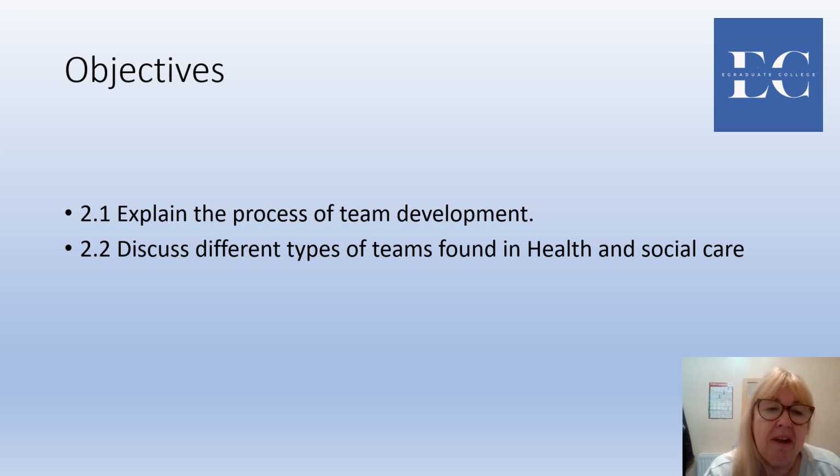Okay, let's have a look at the objectives. We're going to be looking at 2.1, where you have to explain the process of team development, and I'm going to talk you through that in a minute. And then we're going to look at 2.2, which is the different types of teams found in health and social care. So it's different types of teams in all sorts of organizations, but for this tutorial, we're going to focus on health and social care because that's what you need to focus on for your assignment.